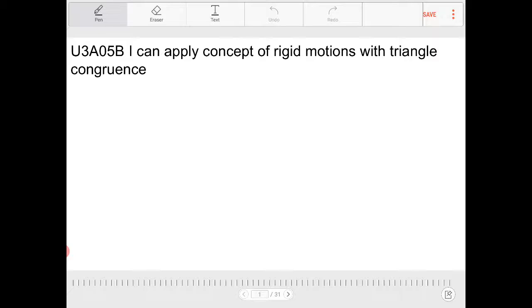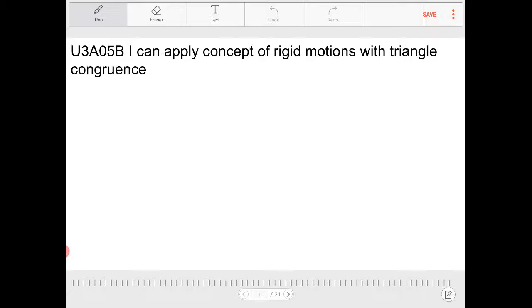So since we're on the topic of proving triangles congruent to one another, and having the understanding that if two triangles are indeed congruent, then all the corresponding parts of congruent triangles must be congruent, this is inherently a concept of rigid motion, right? Because of the very fact that rigid motions preserve side length and angles.